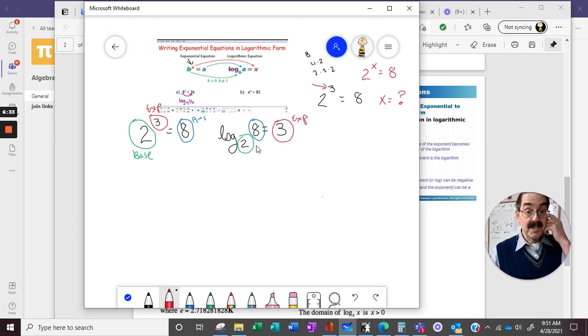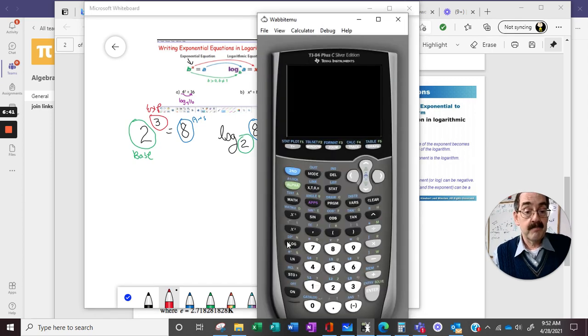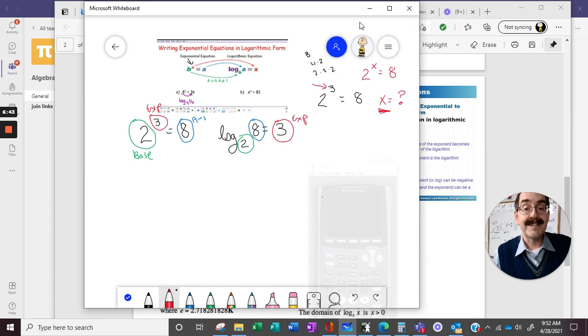We want to translate so that we can get the exponent in terms of everything else. And then our calculator can be our friend because we have a logarithm button. All right? So now let's just do one more. I like this next one. 3 to what power is 9?